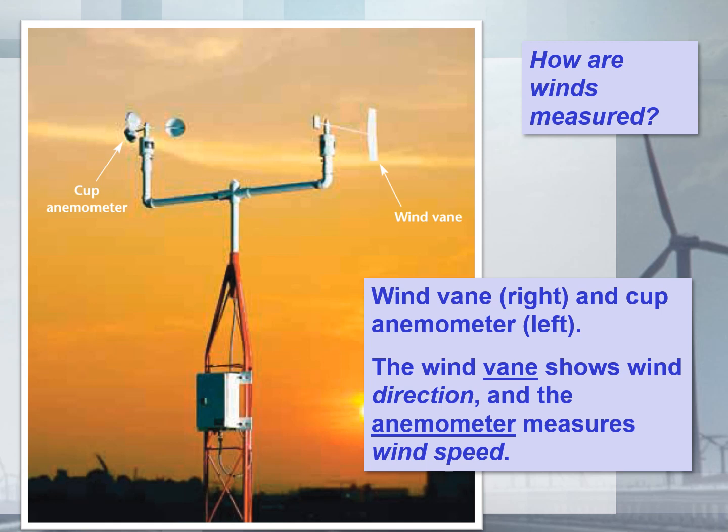Okay, the cup anemometer will measure the wind speed, as in the cup catches the wind and it will spin, and of course it will spin faster with faster wind speed, and this gets transmitted into a wind speed in a digital format going to a computer somewhere. And then the wind vane will show the direction while the anemometer is measuring the wind speed.